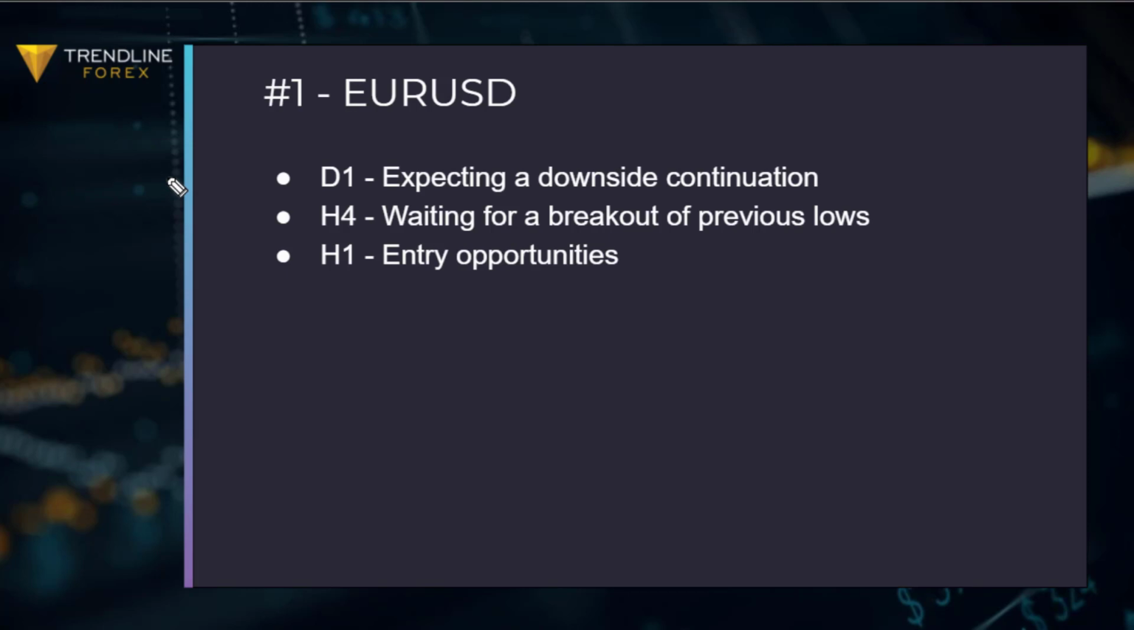Again, on a daily time frame, we can expect a downside continuation. Then we're going to drop down to the 4-hour chart and see how things look there. But basically, we're going to be waiting for price to break below previous structure. And then on the hourly chart, again, we can see what kind of entry we could have in more detail. Okay, let's head over to the chart and see what it's all about.